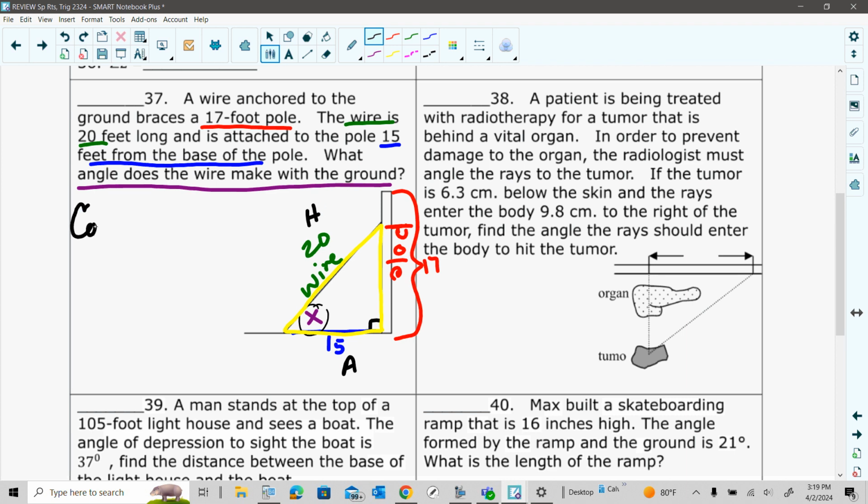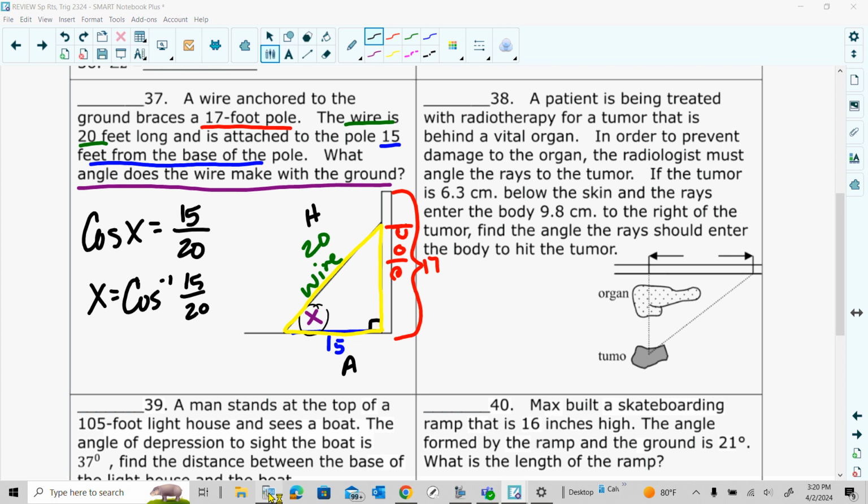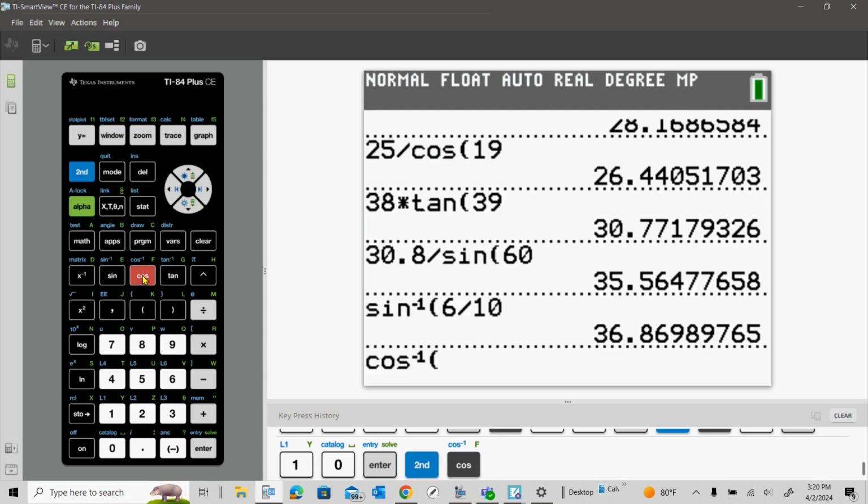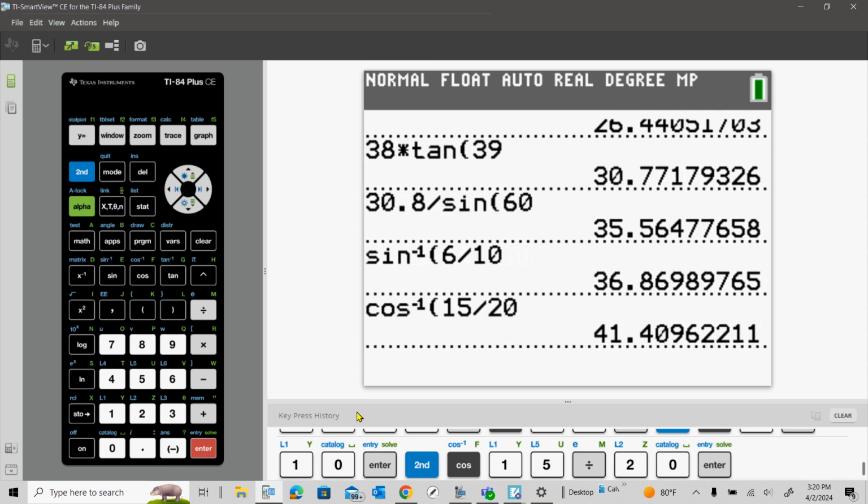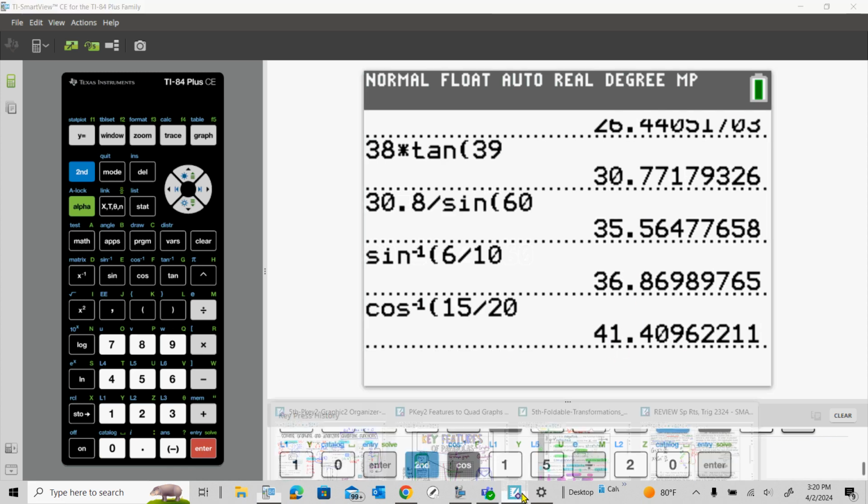So we're doing cosine of x equals 15 adjacent over hypotenuse 20. And since x is the angle we're trying to find, this is when we have to do the inverse. So we have to do second cosine to get that inverse symbol. 15 divided by 20, and then round to the nearest whole degree, so that's just 41.